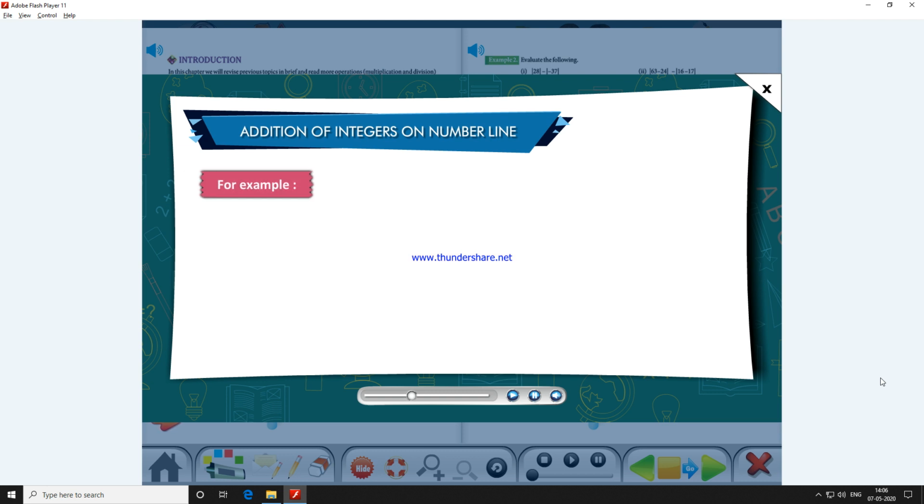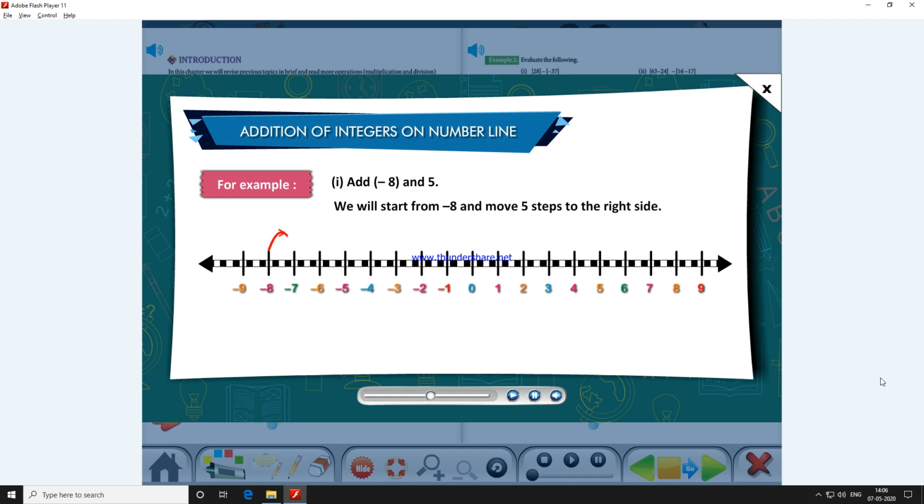For example, 1. Add minus 8 and 5. We will start from minus 8 and move 5 steps to the right side. Minus 8, minus 7, minus 6, minus 5, minus 4, minus 3. We reach at minus 3. So, minus 8 plus 5 equals minus 3.